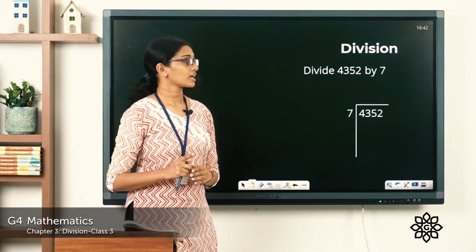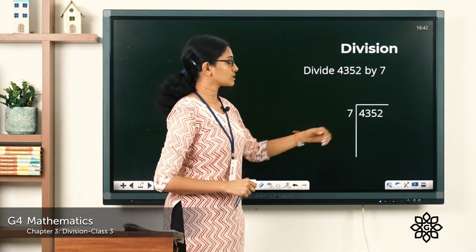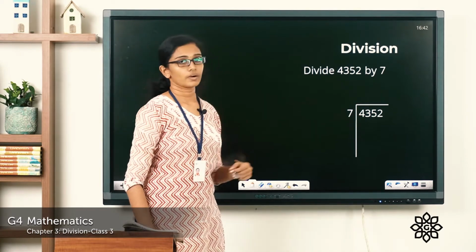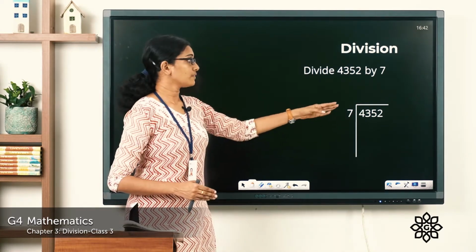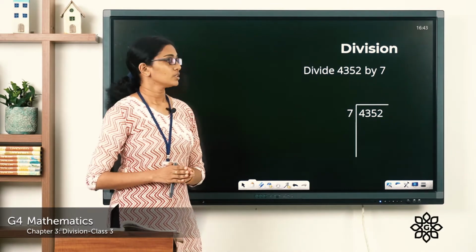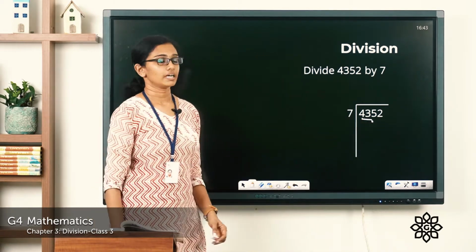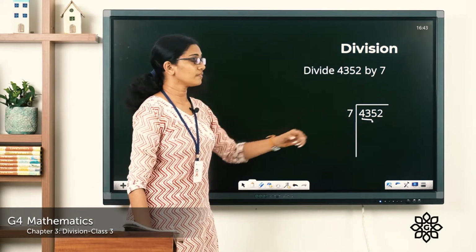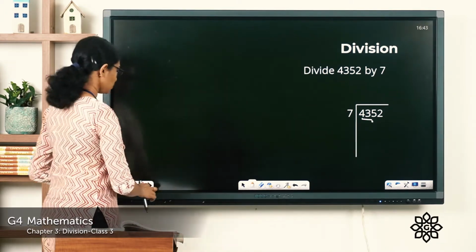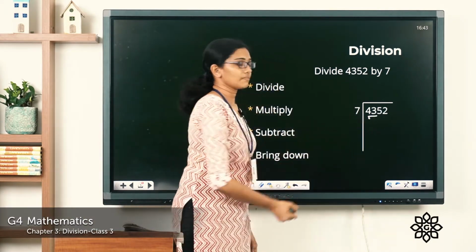So let's check the first digit of this dividend. Which is the first digit? The digit at the highest place, it is this digit 4 here. We have to divide 4 by 7. But can we divide 4 by 7? No, right? So let's consider the first 2 digits of the dividend. The first two digits are 4 and 3 and that makes it 43. Now we have to divide this 43 by this 7.